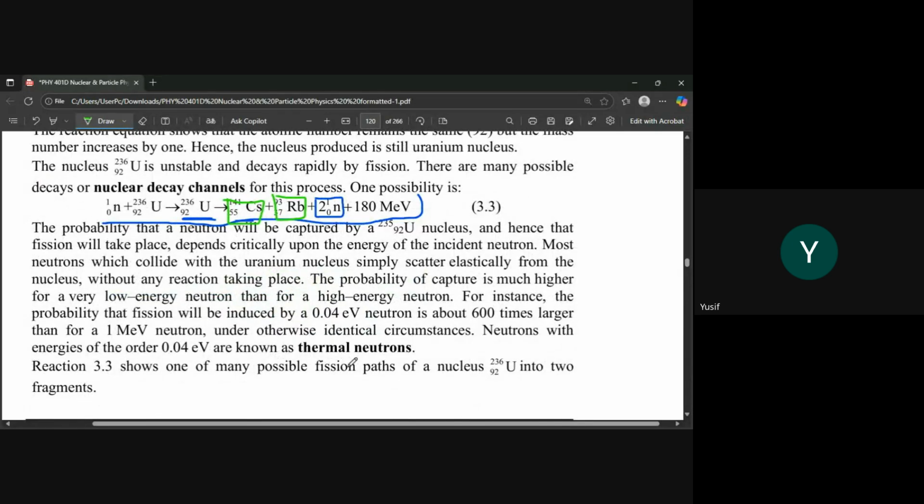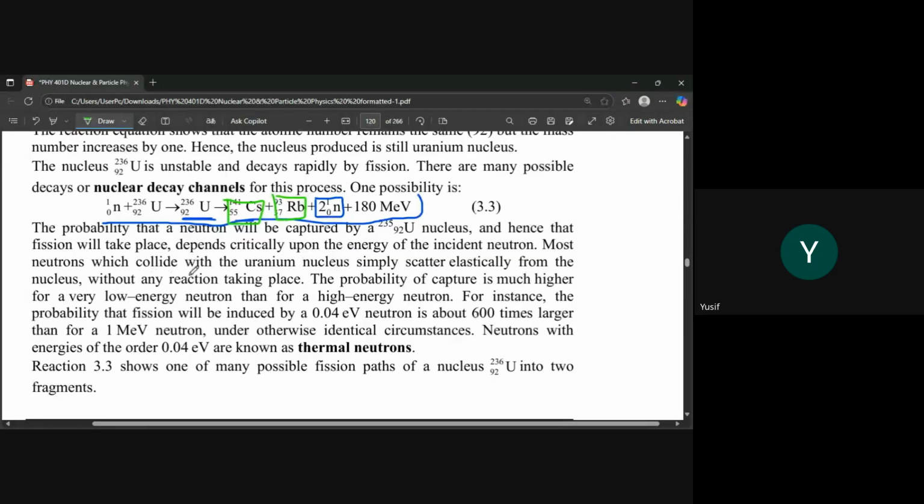Is there any question? No, sir. Okay. The probability that a neutron will be captured by a uranium nucleus, and hence that fission will take place, depends critically upon the energy of the incident neutron. So as they said, whether this will undergo a fission reaction depends on the energy of the neutron that is used to bombard the parent nuclide.